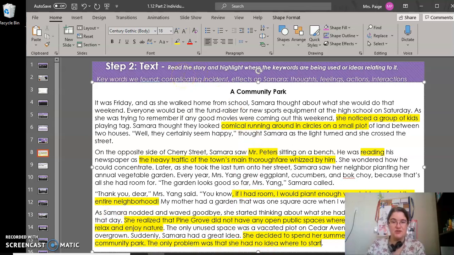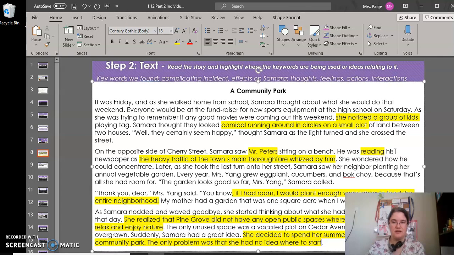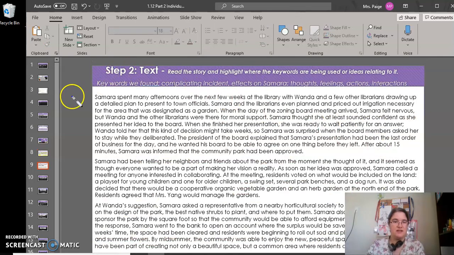On the next page, you're going to be looking more into Samara's thoughts, feelings, actions, and interactions in the story itself. So how did the place not having a park and her choosing to go and make a park affect her? What did she think? What did she feel? What actions did she take, and what interactions? This time I'll just read, and you can choose quotes yourself by pausing and then taking that information down.